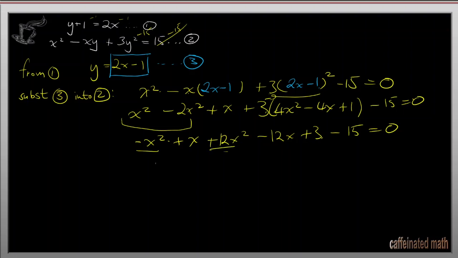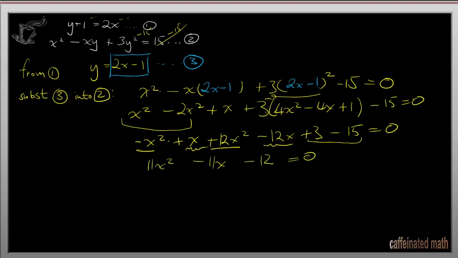So that is 11x squared, because 12 minus 1 gives us 11. And then over here, what do we have? Well, minus 12 plus 1 gives us minus 11x. And then for our final term, it's just these two, which says minus 12, and that's all equal to 0.